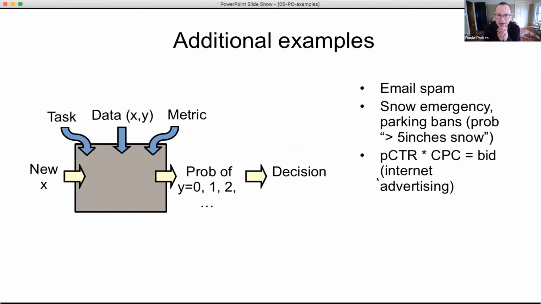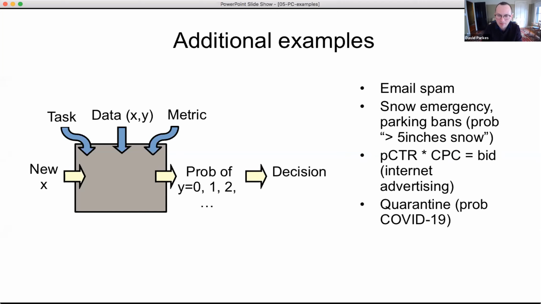Another example is internet advertising, where you're typically interested in trying to get at the predicted click-through rate on an ad. So this is a probability. It's the probability that a user will click on an ad. And you're multiplying that by the cost per click, the amount the advertiser has bid per click, and the product of these two things is giving you an equivalent bid. And so here, probabilities are very important to be able to get to bids.